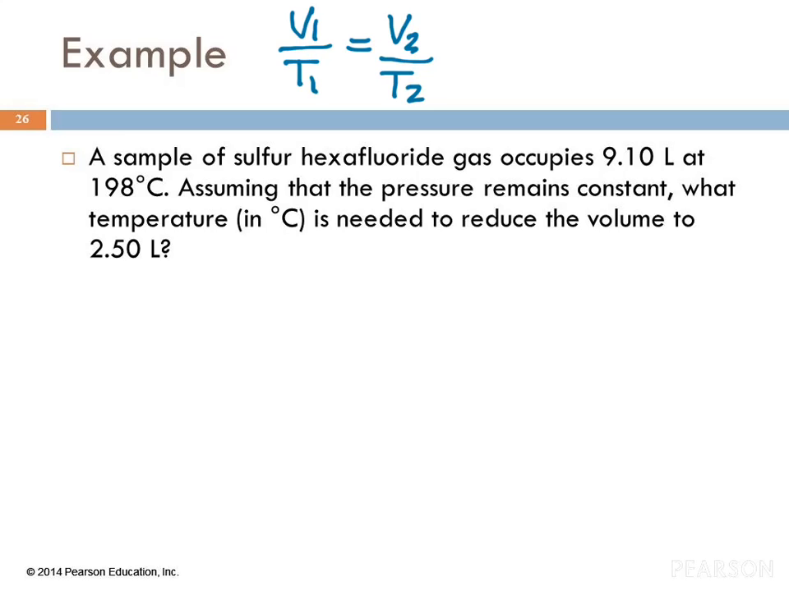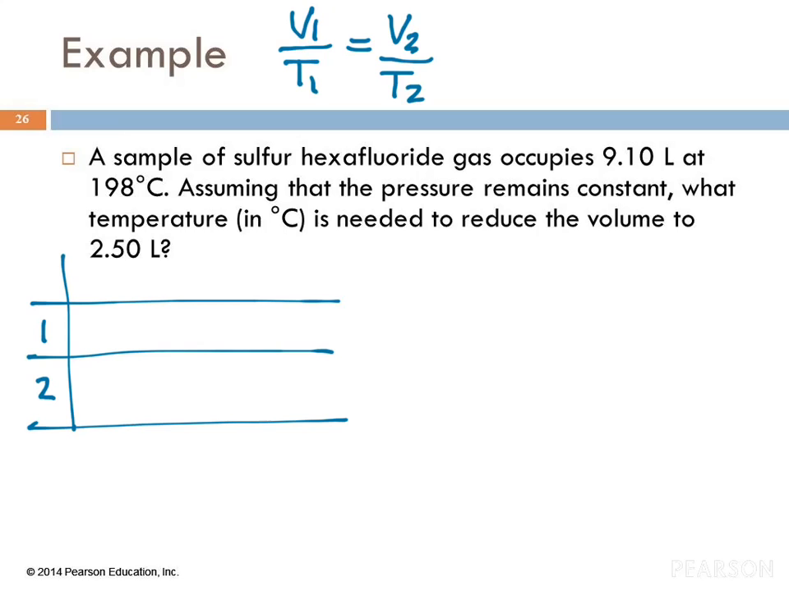Okay, so this is a gas law problem. We've got something changing. We've got a gas here, and so we're going to make a table. We're going to just go through and write down the numbers as we come to them. 9.10 liters. Liters measures what quantity, volume, thank you. At 198 degrees Celsius.